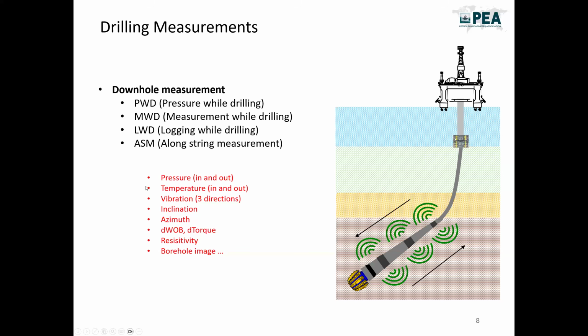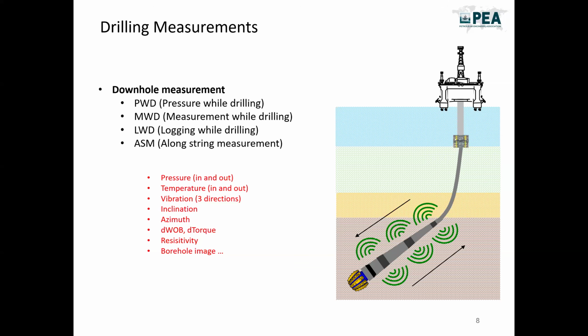Vibration in 3 different directions, which is linked to the ASM. Inclination and azimuth, which is linked to the MWD. Change in the weight and torque, which is linked to the ASM or EMS in case you have it along the string. Resistivity, borehole images, neutron density, and so on. Even this is linked to the LWD. It depends on how many logging tools you're going to install along your string.